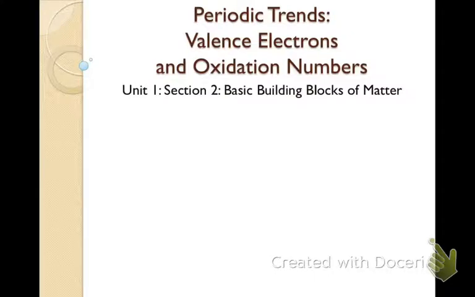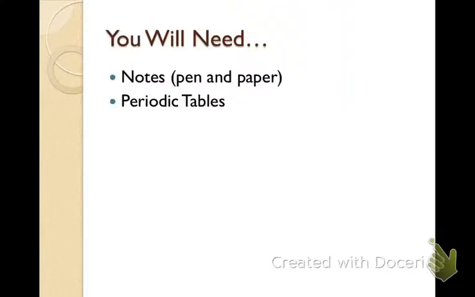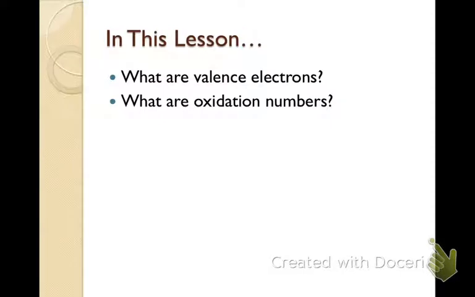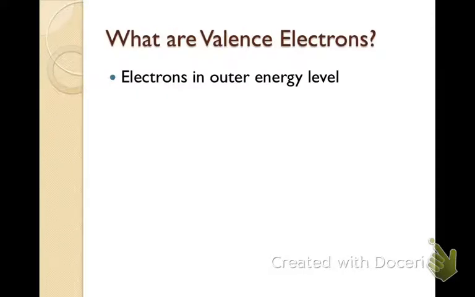Hi guys, so here we have valence electrons and oxidation numbers, so you can use your notes as well as the periodic tables. We'll talk about what valence electrons are as well as oxidation numbers. So valence electrons are electrons in the outermost energy level of an atom.